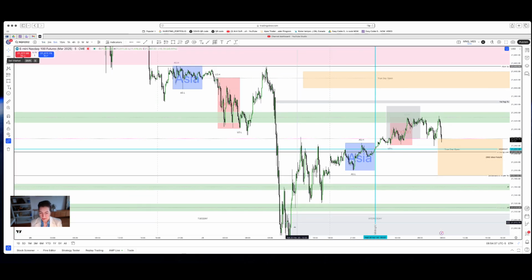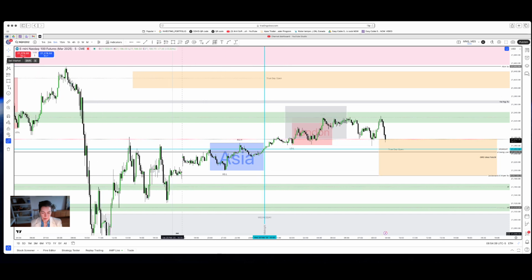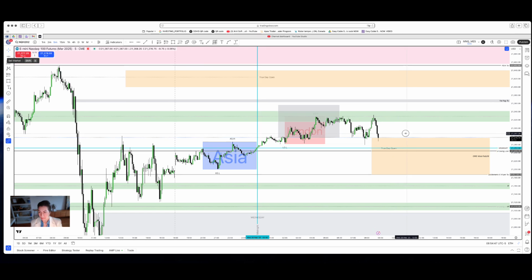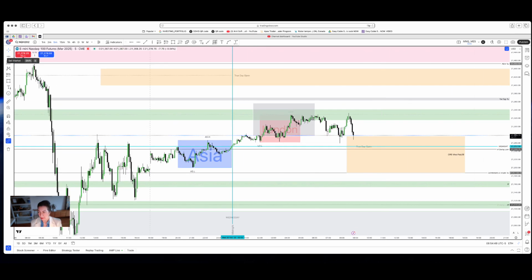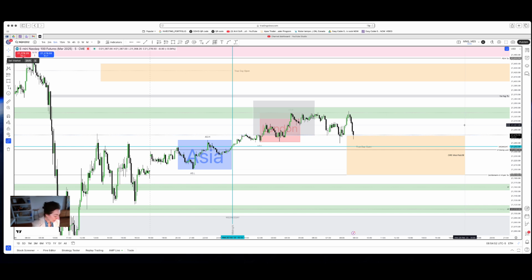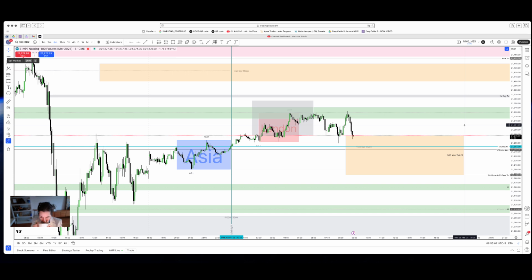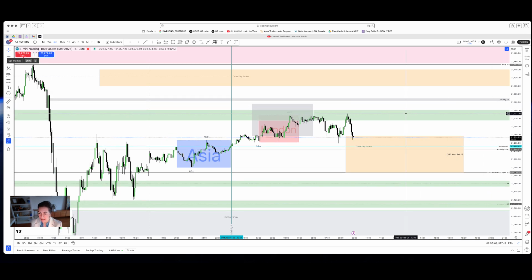And what I'm looking for is, where has price been in relation to midnight? So we have been above midnight for most of the night and early morning pre-market. That's an indication that price will likely want to run below midnight for the day. It's not a for sure thing. It's just an indicator. It's a confluence. The general rule of thumb is you want to sell above midnight and buy below midnight.